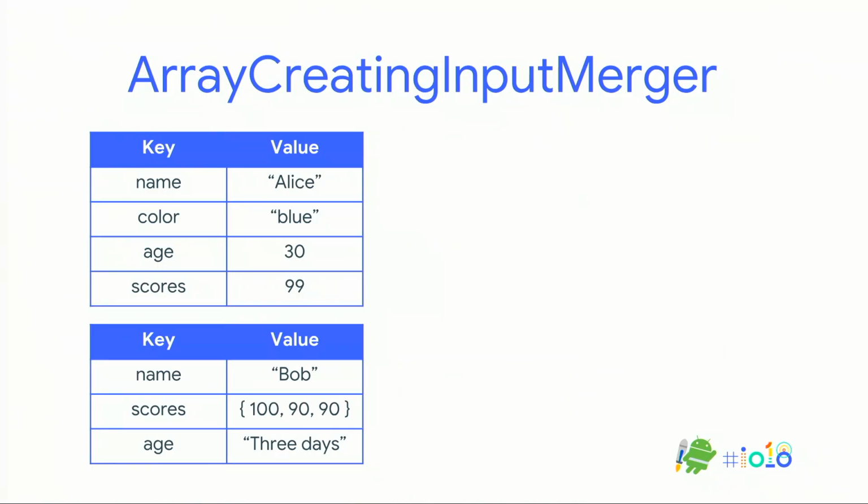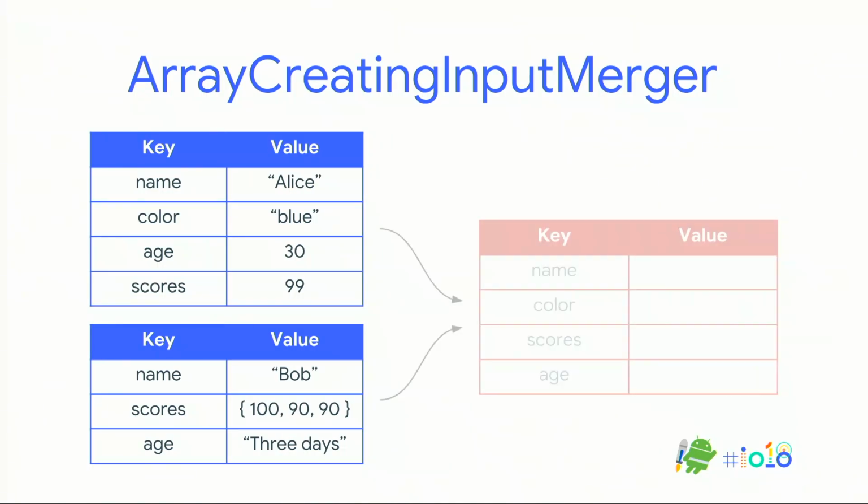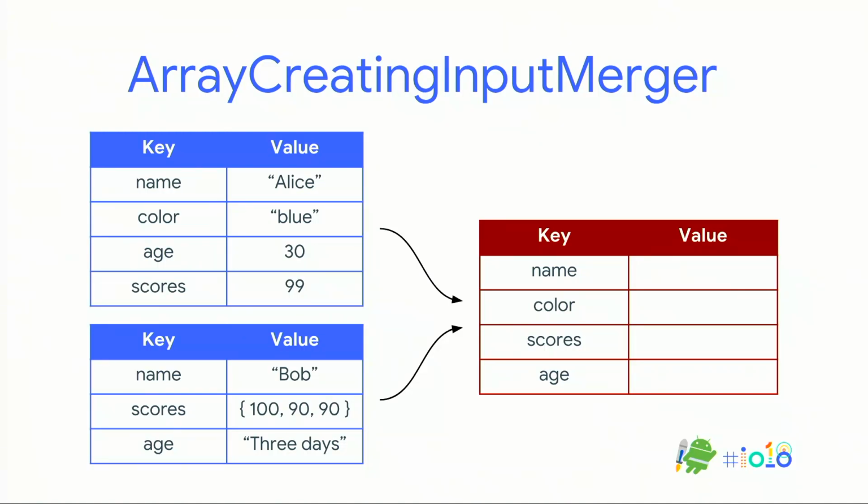This is the one that actually takes care of those collision cases. So in this case, let's go just key by key. The name becomes an array of Alice and Bob. Color becomes a singleton array of blue because it's only defined in one of them. Scores, notice that there's one integer and one array of integers. These combine and they just concatenate together. Order is not specified, but all the values come through. What happens for age? So there's an integer and there's a string. This is an exception. We do expect it to be the same basic value type.